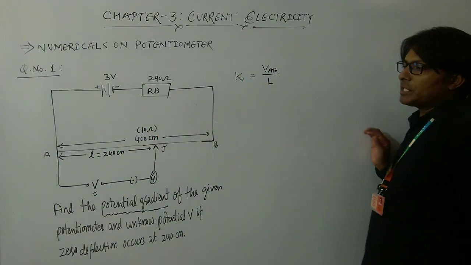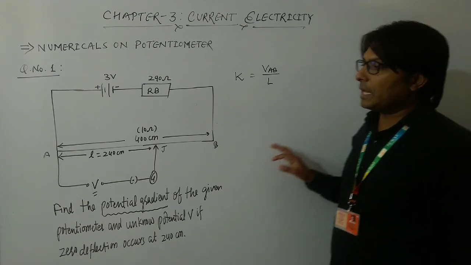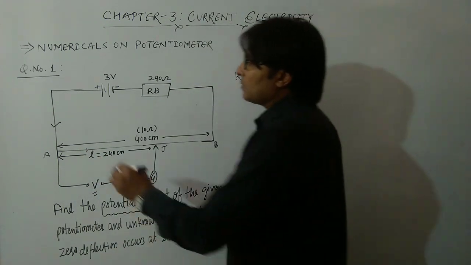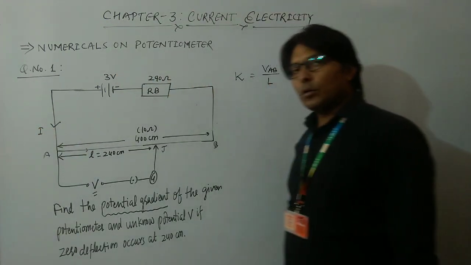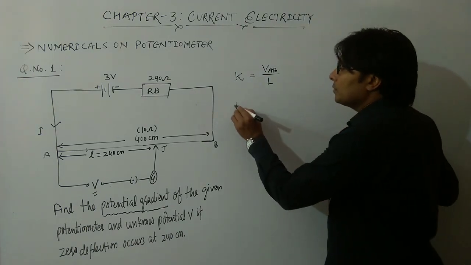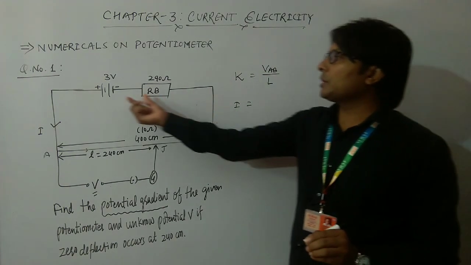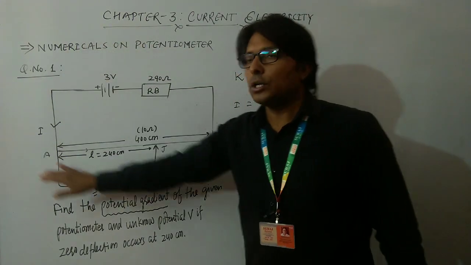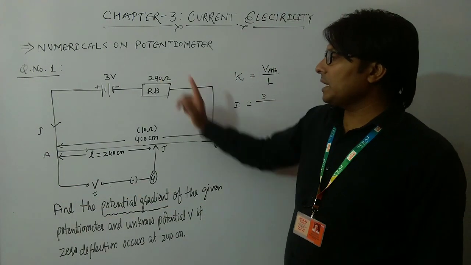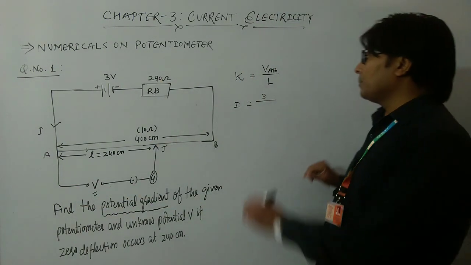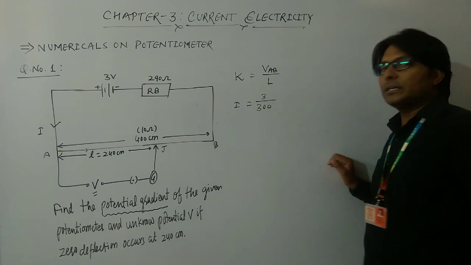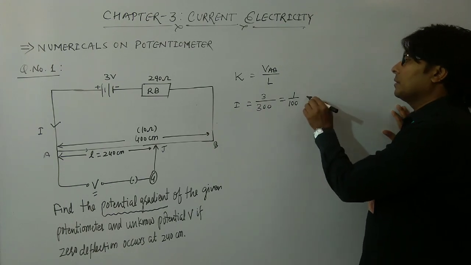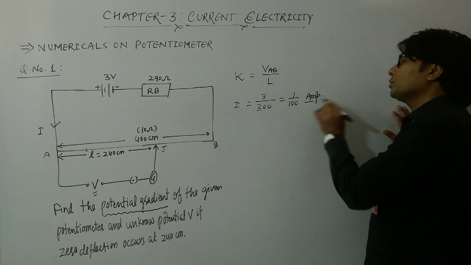We can find the potential drop if we have the value of current flowing in this primary circuit. Can we calculate the value of current? You will say, of course, yes. I is equal to the total EMF of the driver cell, that is 3 volt, divided by the total resistance of the primary circuit. The total resistance of the primary circuit is 290 plus 10 ohm, that is 300 ohm. So 3 divided by 300 comes out to be 1/100 ampere. This is the value of current flowing through the primary circuit.